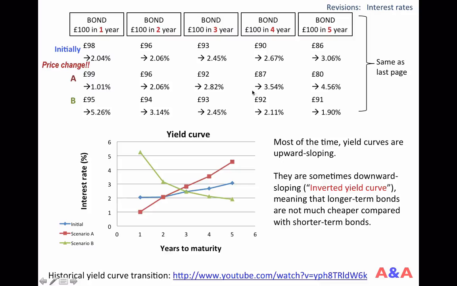When the term structure of interest rates is depicted in a figure as a curve, it's called the yield curve. So yield curve and the term structure of interest rates are the same thing. When the yield curve is downward sloping, it is called an inverted yield curve, meaning that the longer term bonds are not much cheaper compared with shorter term bonds. So prices are pretty much similar.